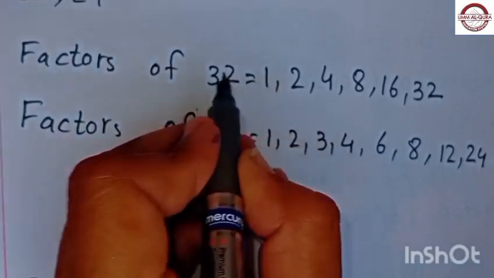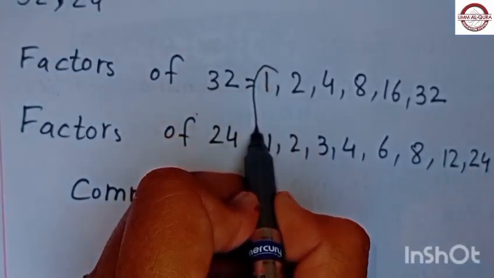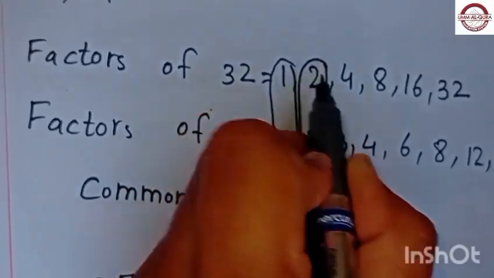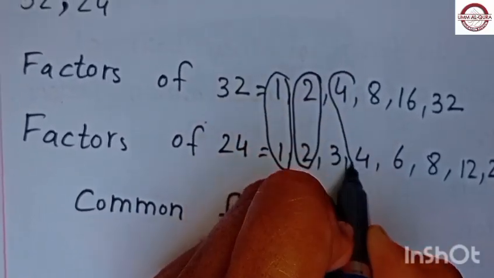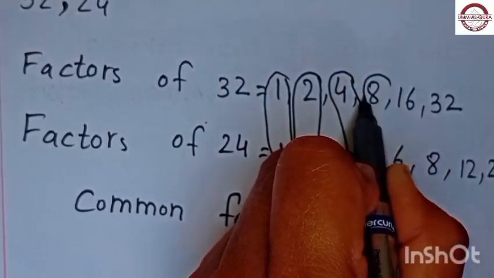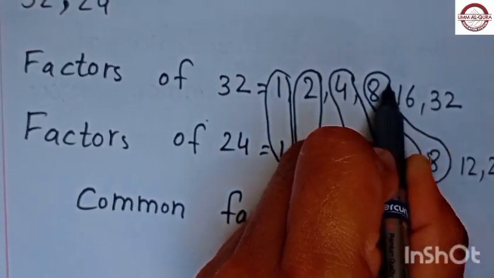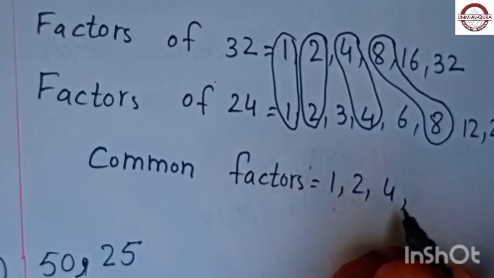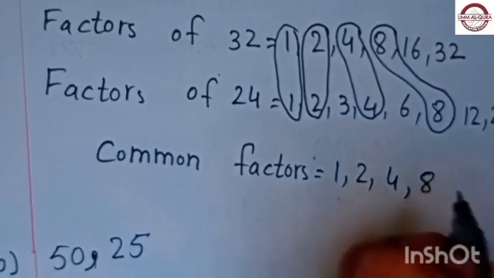Now, common factors: 1, 2, 4, 8. These are the common factors: 1, 2, 4, 8.